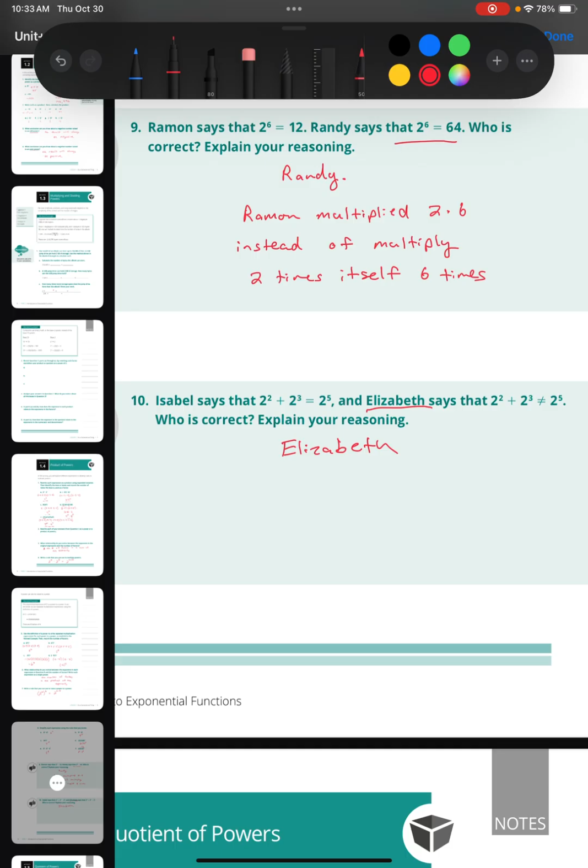The product rule is when the bases are being multiplied together. This is addition. So Isabel applied the product rule to an addition problem. Sorry about that. It needs to be a multiplication problem to be able to add our exponents together. And this was not. It was an addition problem.